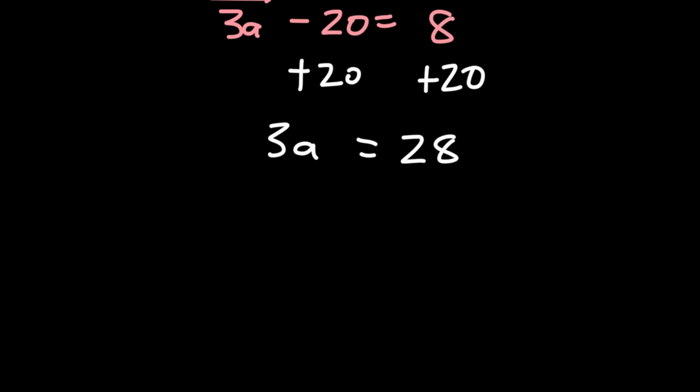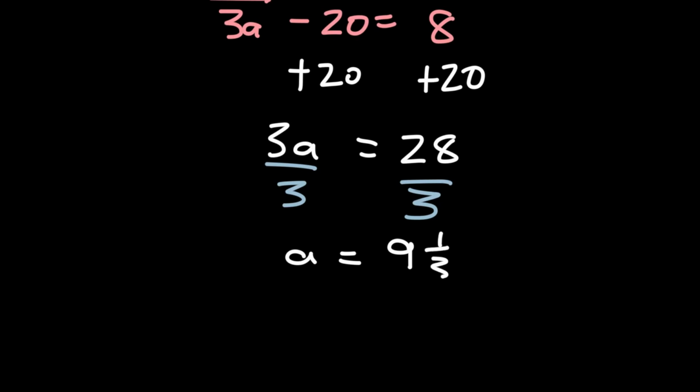Now there's nothing wrong with having this one here turning out to be a decimal. Sometimes that happens. The last thing that we have to do is divide both sides by 3. And we end up getting a equals 9 1/3 when we do it on the calculator, and that's fine. It doesn't matter that it's a fraction.